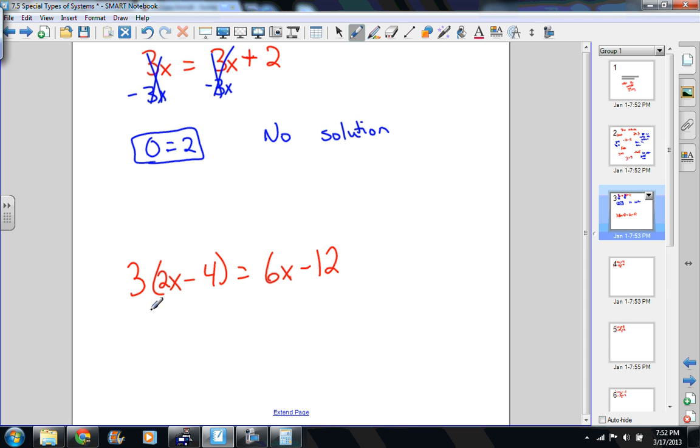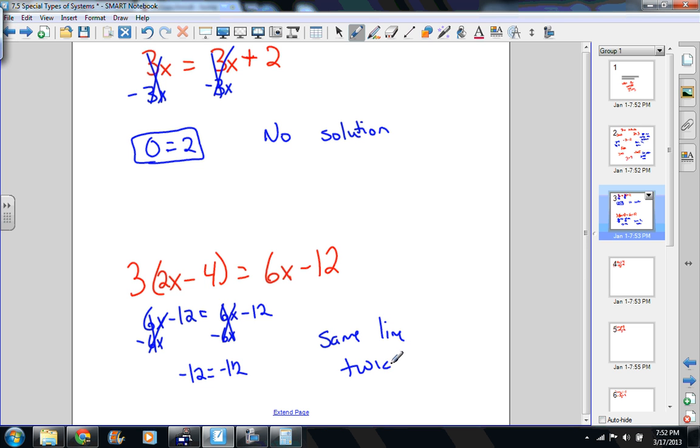Okay, same thing down here on the bottom. We have 6x minus 12 equals 6x minus 12. Well, I hope you notice here, if we split this equal sign here, we have the same line on both sides. But if we go through the process, I subtract 6x, those both go away, and so I'm left with -12 equals -12, which means it's the same line twice. Okay, that's what we're working on here.